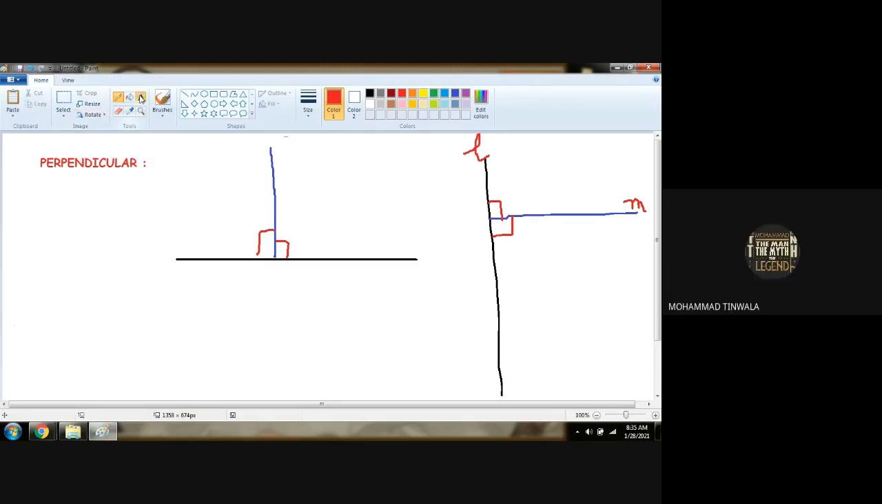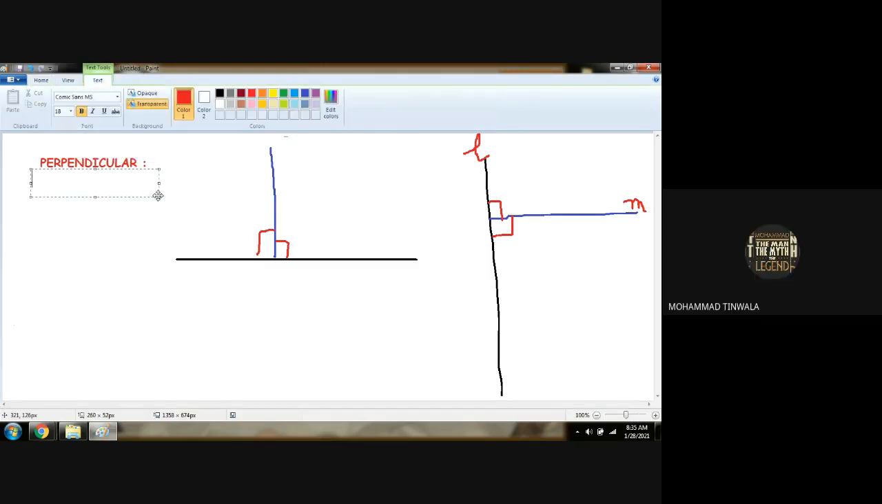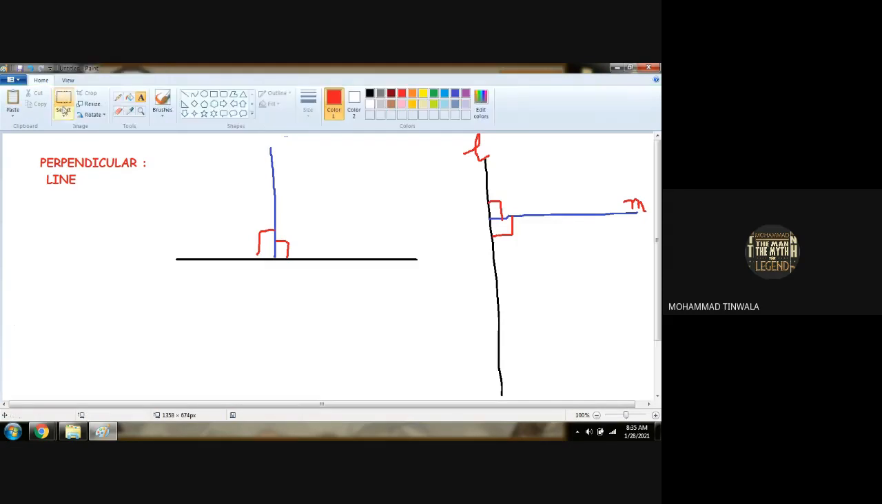Yes. So my point is, our topic is perpendicular line. What is our topic? Perpendicular line. First I explained the word perpendicular. Now I explain perpendicular line. What do you mean by perpendicular lines? A line which is forming 90 degrees to the other line.